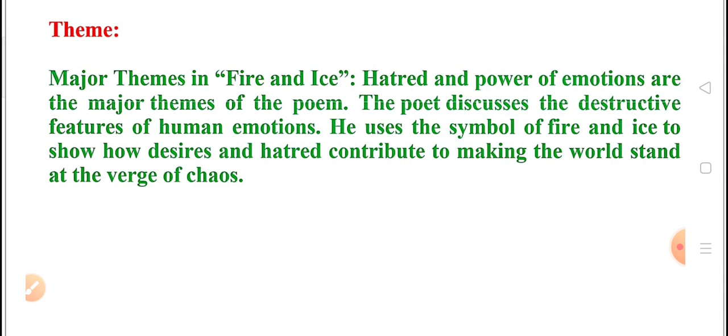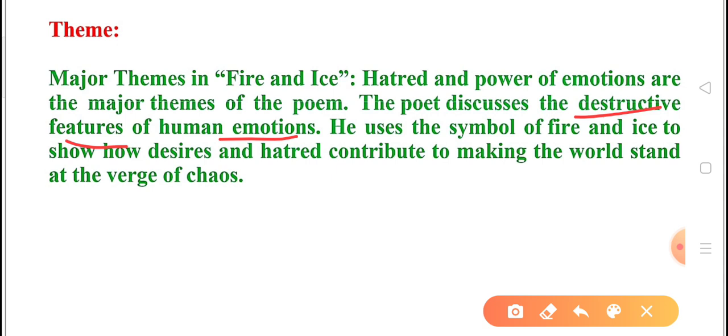Next is the theme of the poem. So we talk about the major theme. Hatred and the power of emotions are the major theme of the poem. The poet discusses the destructive features of human emotions, and he uses the symbol of fire and ice to show how desires and hatred contribute to making the world stand at the verge of chaos. So if we talk about the theme, simply speaking, we can say the theme of the poem is the destructive nature of uncontrolled desire and emotion.